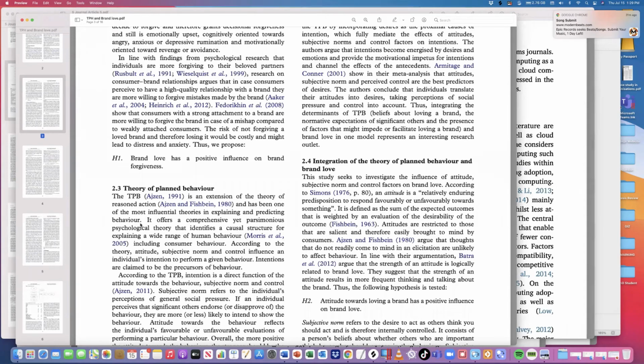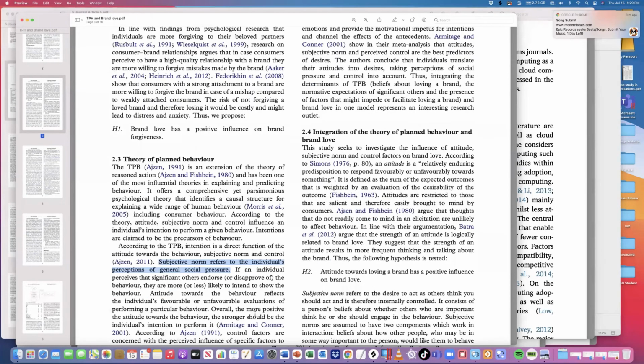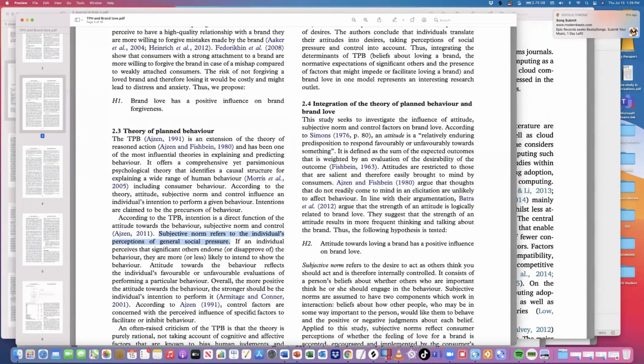Subjective norm means the extent to which an individual is influenced by social pressure. If an individual perceives that significant others endorse or disapprove of a behavior, he's more likely to either show that behavior or not show it. Attitude is your favorable or unfavorable evaluation of the behavior. Then perceived behavioral control covers things that can either limit you or constrain the behavior. Do you understand what I'm trying to say?